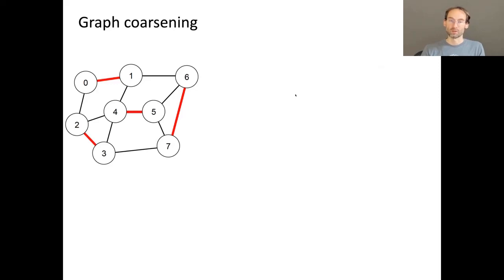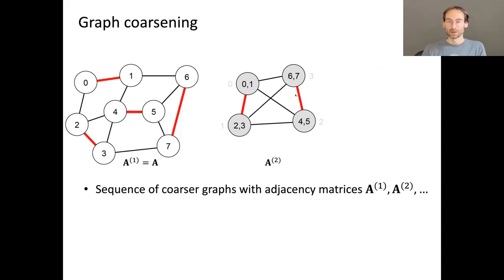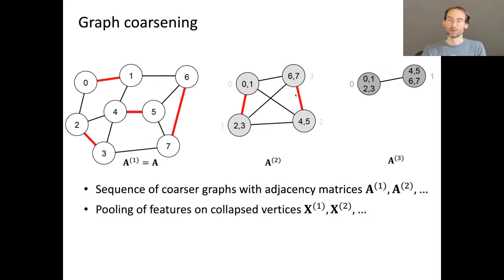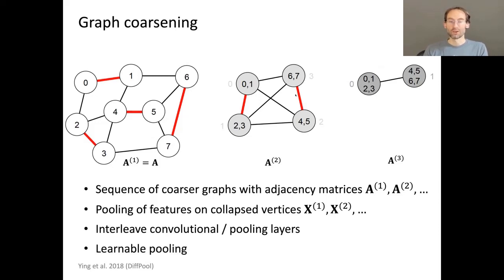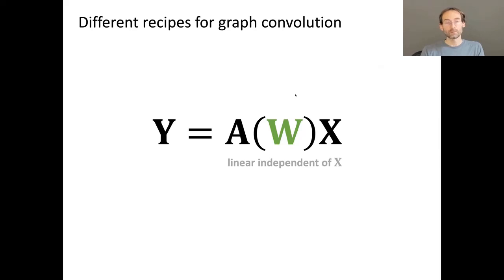Usually it's maximum or average. So on graphs, we actually have many ways of doing it. It's a way of coarsening the graph. It can be done, for example, by collapsing the pairs of nodes and aggregating the features in them. Basically, this way we create a hierarchy of domains and corresponding feature vectors on them. And we can interleave convolutional and pooling layers. The special thing in graphs is that we can actually learn the way that we do the pooling.